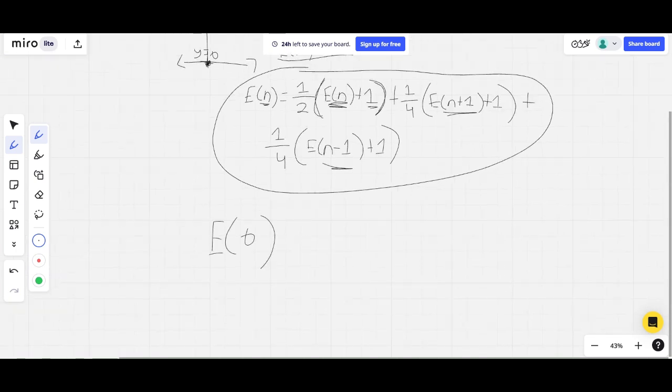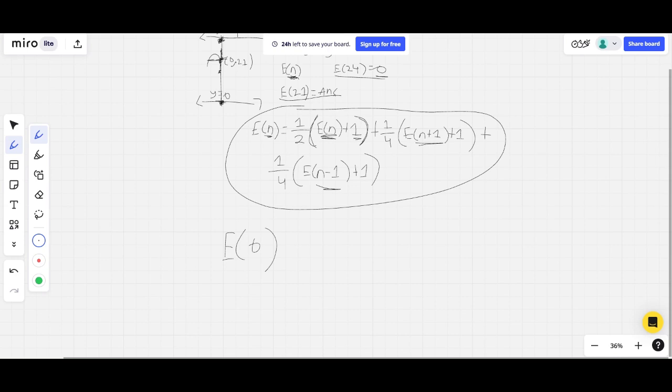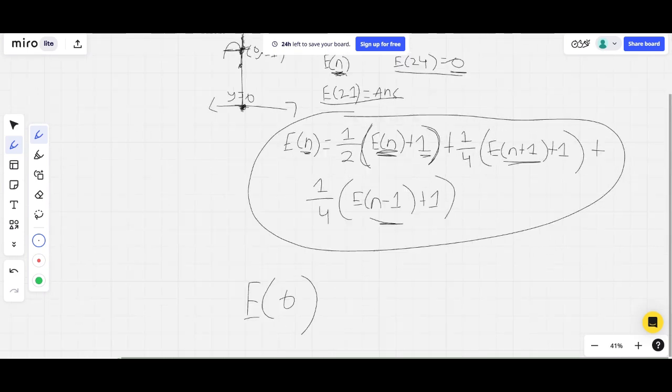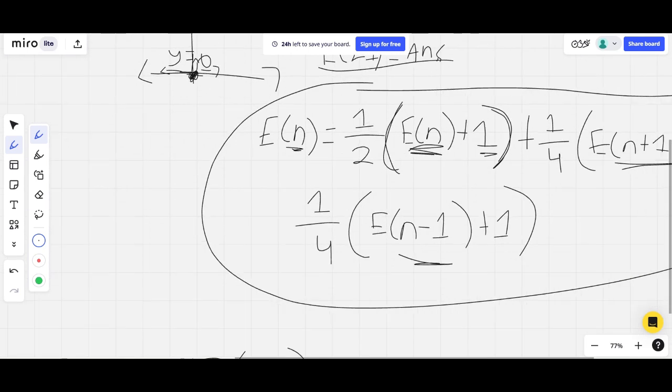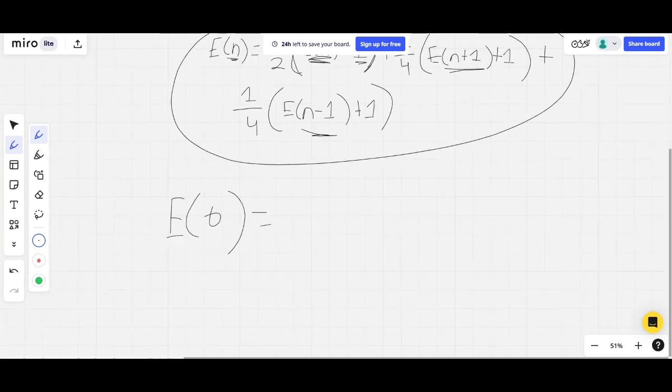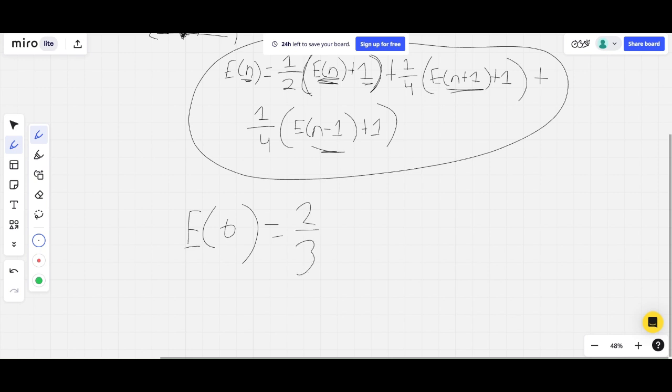And finding E(0) might give us some clues as to what we can do to work our way up to 21, right? So E(0): he can choose to move in 3 directions. He can either move left, right, or up. He can move left or right with a probability of 2/3, because he can move in 3 directions.